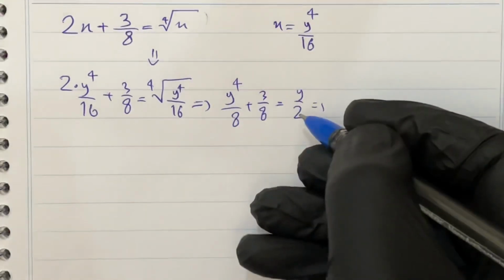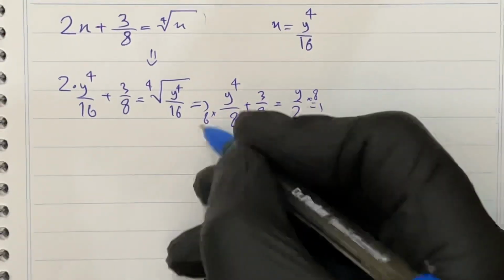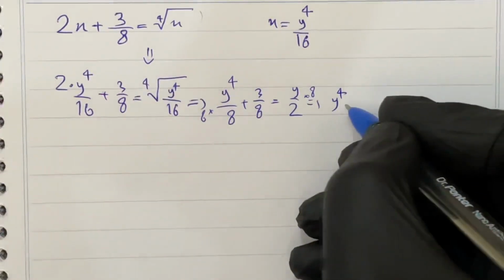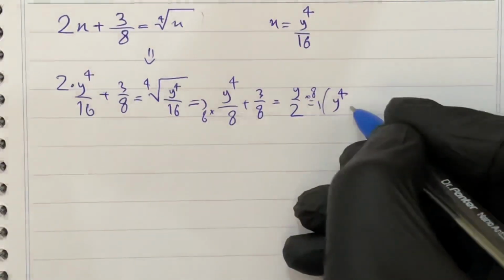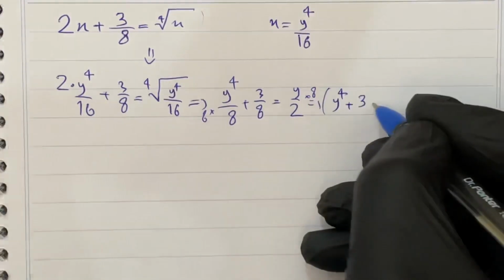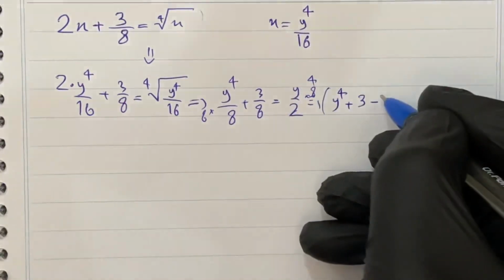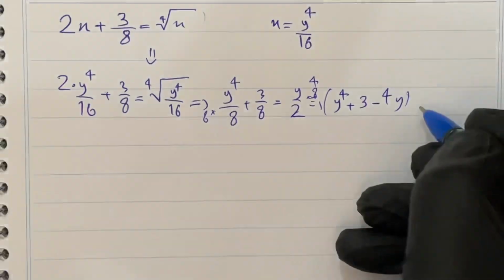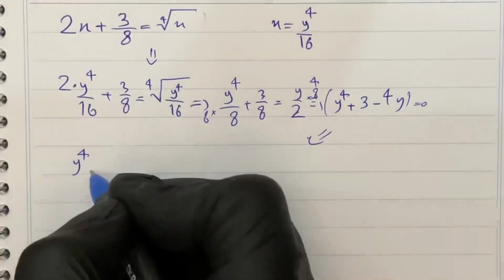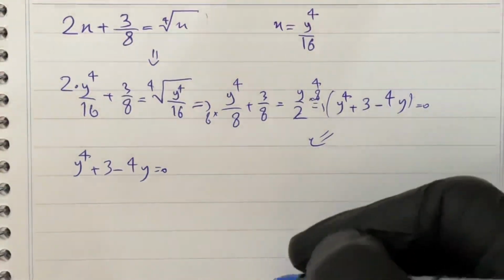So let's multiply both sides by 8, and we will have y^4 on the left, then 3, and take this component to the left hand side. The 8 will simplify with this 2, and we have 4y. So let me write it down again: y^4 plus 3 minus 4y equals 0. And this is our new equation to solve.